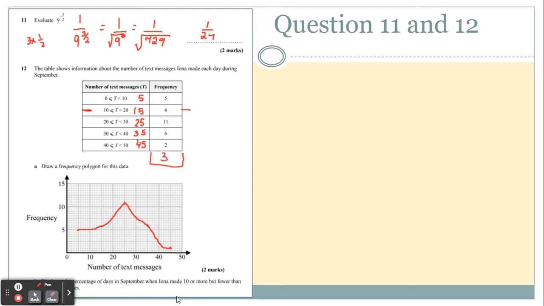is 30. But we have to find out percentage, so it will be 6 out of 30, because it is percentage, multiplied by 100. So I can cross cancel. 3 times 1, 3 times 2. If you don't know how to cross cancel, it is 6 times 100 divided by 30, which is equal to 20%.